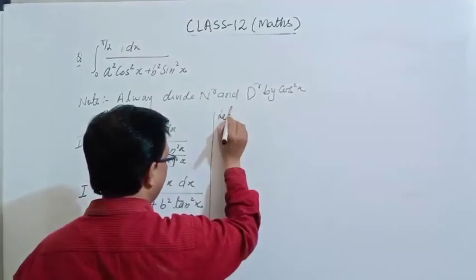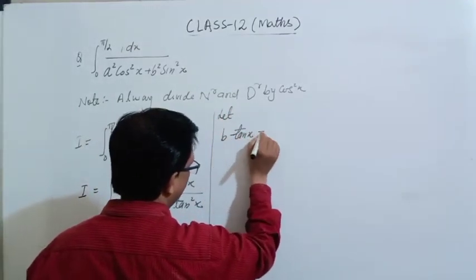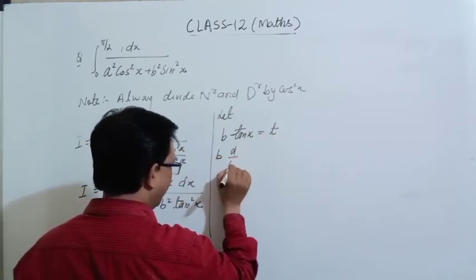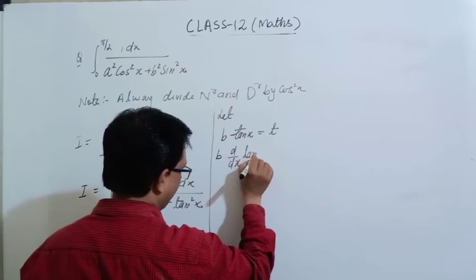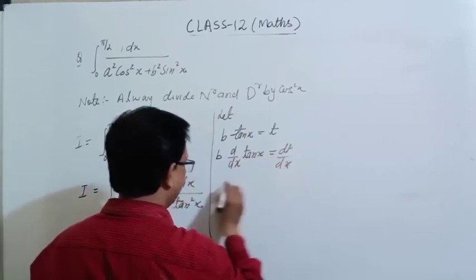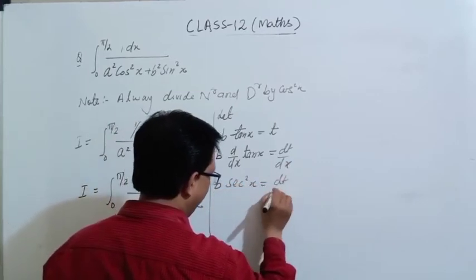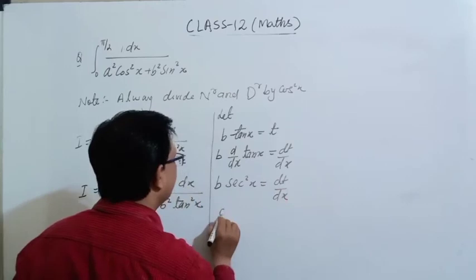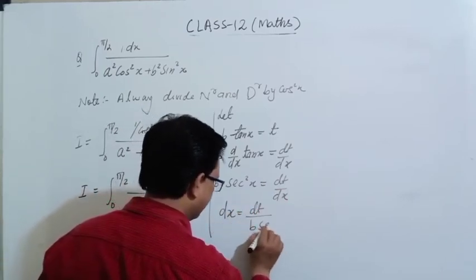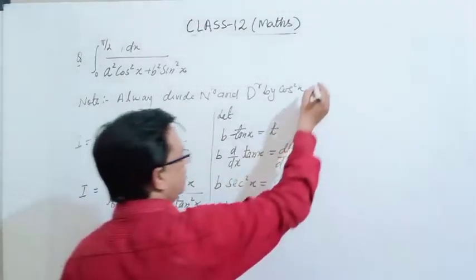Let b tan x is equal to t. So b times the derivative of tan x is equal to dt by dx. Every student knows the derivative of tan x is sec square x. So b sec square x is equal to dt by dx. It means dx is equal to dt upon b sec square x. Okay, now we write here step.